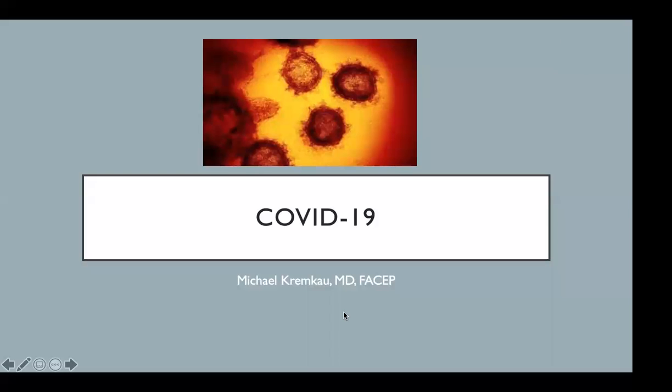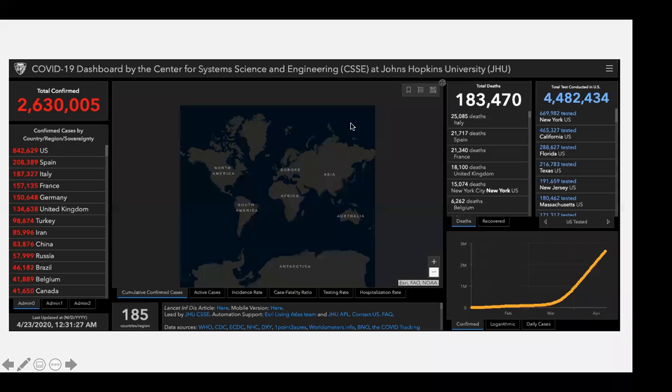I'm sure by now everyone follows this every 10 minutes to see what's going on in the world. This is the Johns Hopkins site. It gives the coronavirus dashboard for the world. As of last night when I did this, there were 2,600,000 confirmed cases, with a huge proportion being in the United States, actually more than Spain, Italy, France, Germany, and the United Kingdom combined. And a lot of that is located at major metropolitan centers.